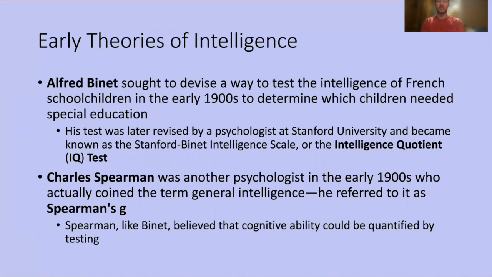Charles Spearman was another psychologist in the early 1900s who actually coined the term general intelligence. And he, again, thought that there was a singular quantifiable variable that he referred to as Spearman's g. So Spearman, like Binet, believed that intelligence could be quantified by testing.